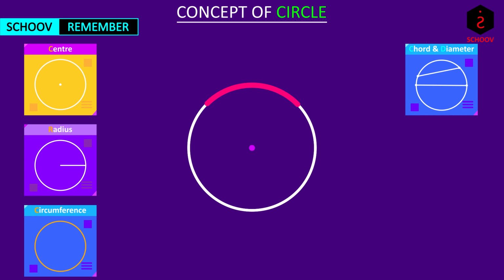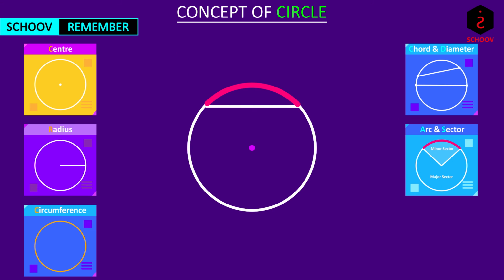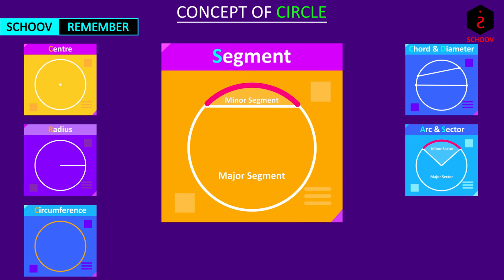Next, we have seen arc and sector. This is a minor arc and minor sector. And this is a major arc and major sector. Similarly, minor segment and major segment made by the chord.